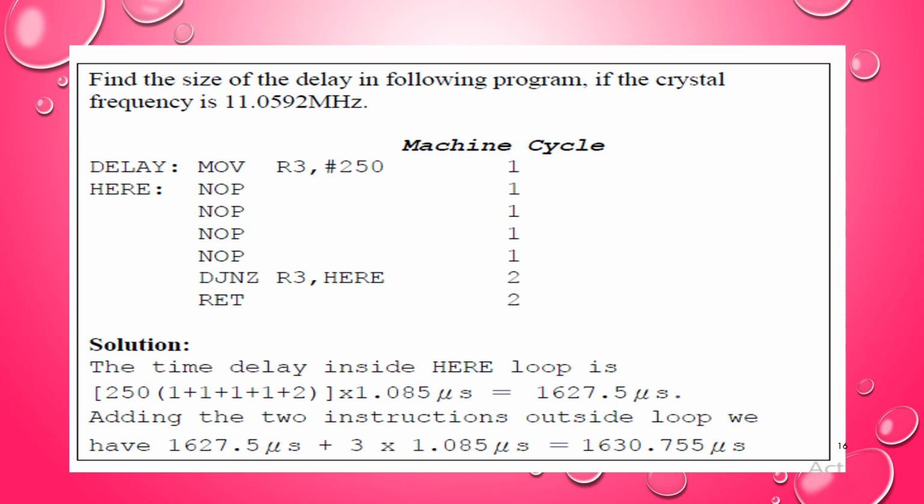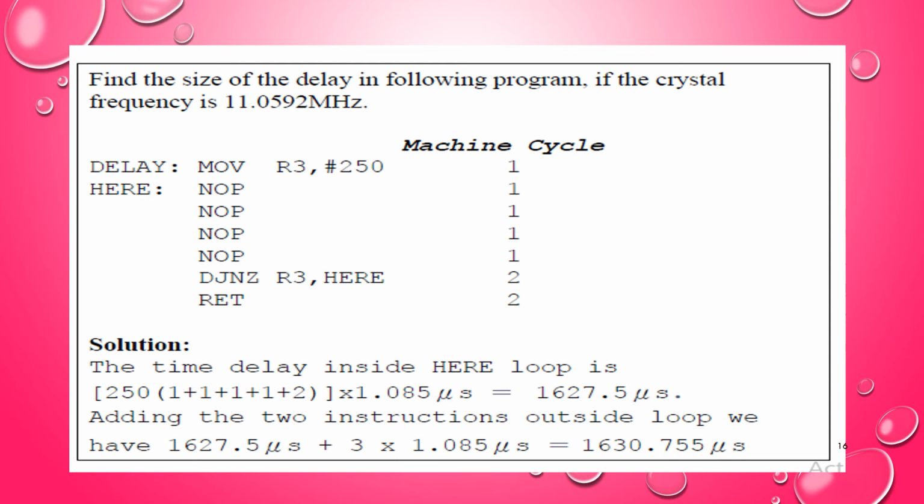See here, this 1 plus 1 plus 1 plus 1 plus 2. Why is it coming? Because the loop is going to get executed 250 times, but 250 into 1 it will not be. Why? Because of whatever happens inside the loop. So how many bytes is the processor going to consider in total? 4 plus 2, 6 bytes. Therefore it will get multiplied by 250, and that by the period taken for one byte as a machine cycle. So the machine cycle count in terms of time becomes 1627.5 microseconds.